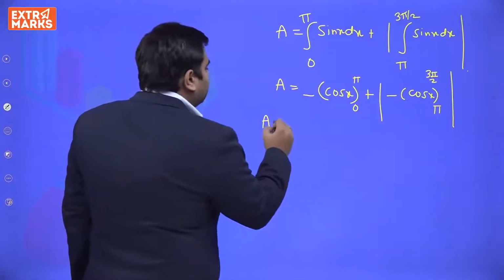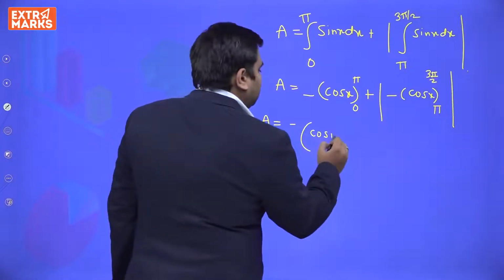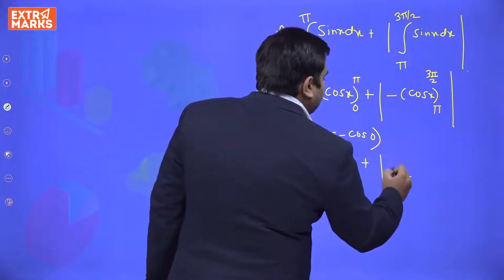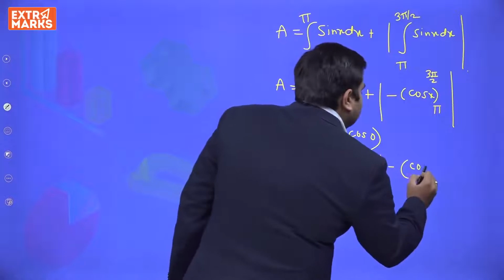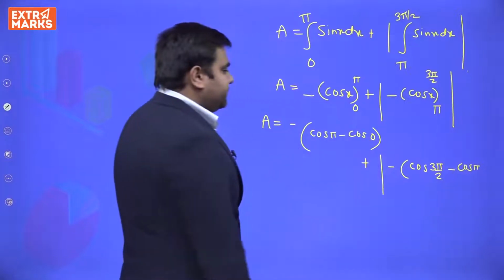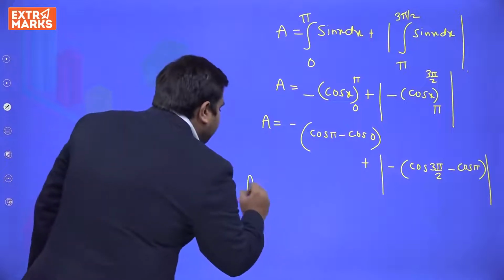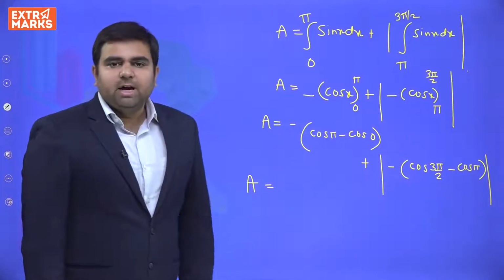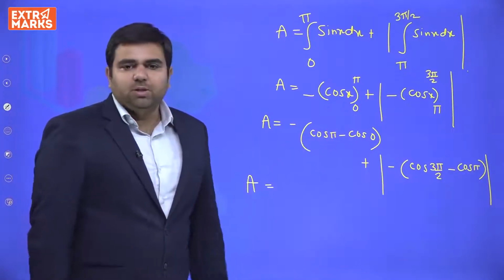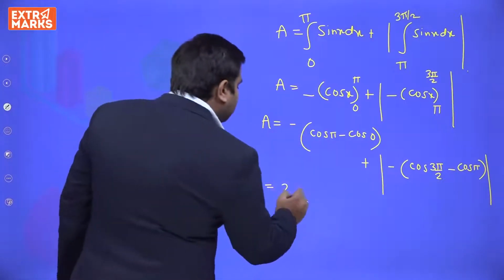So this will come out to be what? This will come out to be minus cos pi minus, minus cos 0, right? Plus modulus of minus cos 3 pi by 2 minus, minus cos pi, right? So this would come out to be, what is cos pi, students? Cos pi is minus 1 and cos 0 is 1. So minus 1 minus 1 is minus 2, and minus minus is plus. So this comes out to be 2, right?